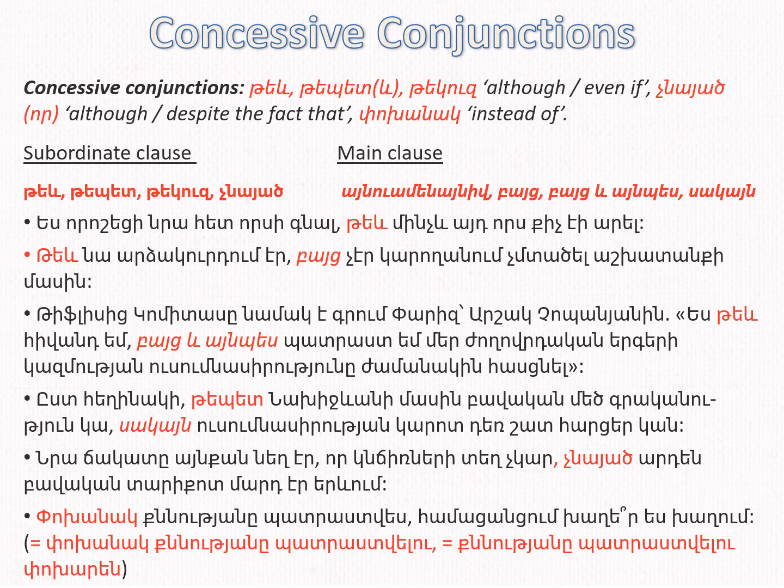Concessive conjunctions express contrast between two clauses. When the subordinate clause contains conjunctions such as teyev, tepet, tekuz, or chenayat svor, the main clause often includes a contrastive conjunction such as bites, sakan, or ainu amenainiv. For example, yes voroshetsi նրա հետ որսի գնալ, teyev minchev այդ որս քիչ է արել. I decided to go hunting with him, even though I had hardly hunted before.